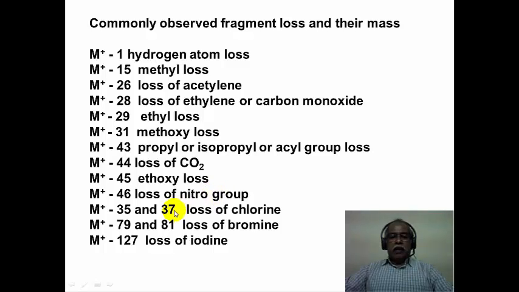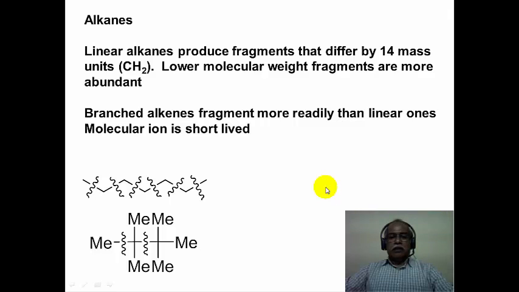If halogens are present, then you will see losses corresponding to 35 and 37 for chlorine, and 79 and 81 for bromine. If iodine is lost from the molecule, then a big chunk of the mass is gone. A 127 mass loss corresponds to iodine.